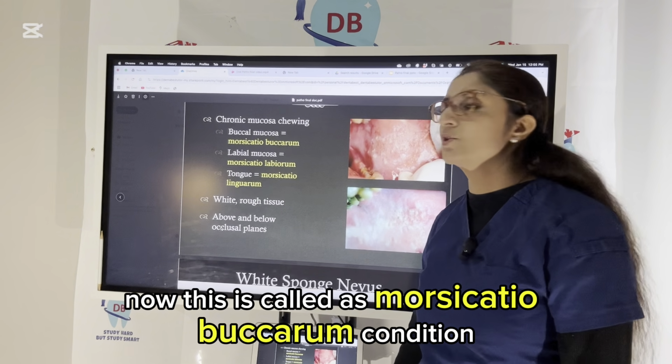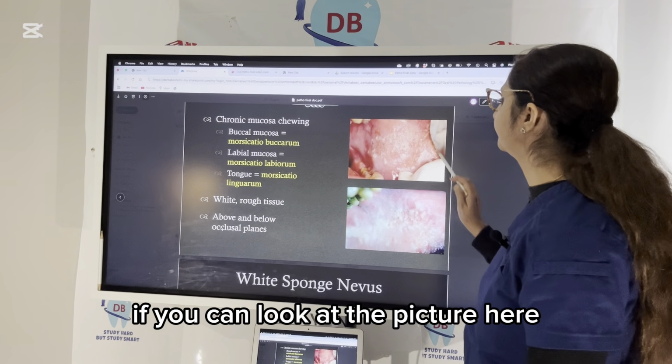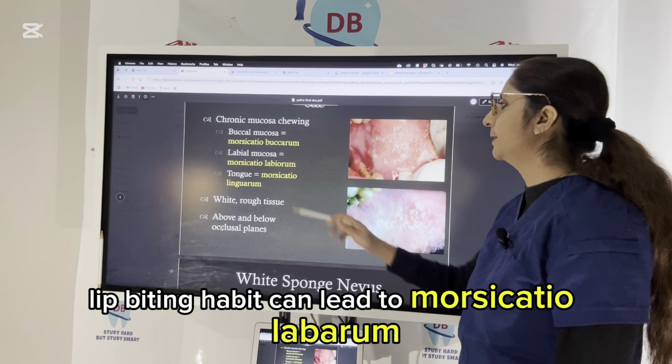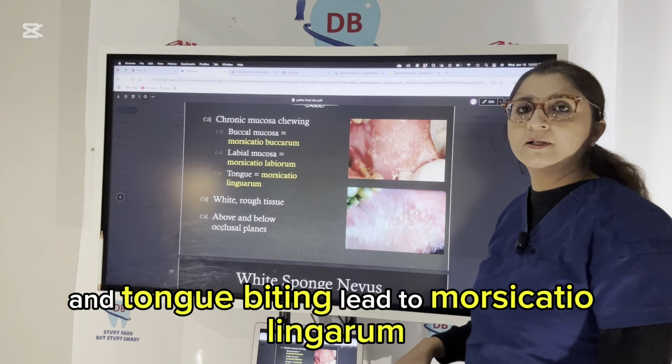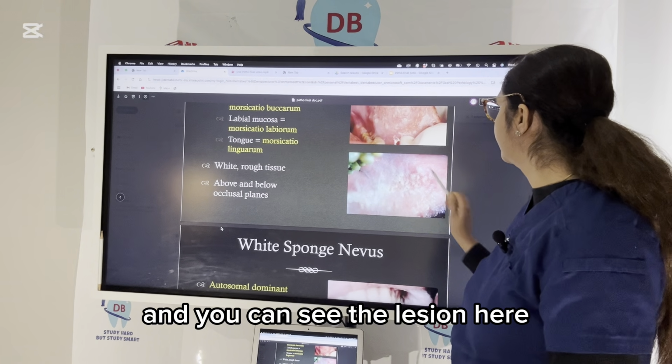Now, this is called Morsicatio buccarum, like cheek chewing. If you look at the picture here, lip biting habit can lead to morsicatio labiorum and tongue biting leads to morsicatio linguarum. You can see the white rougher surface and you can see the lesion here.